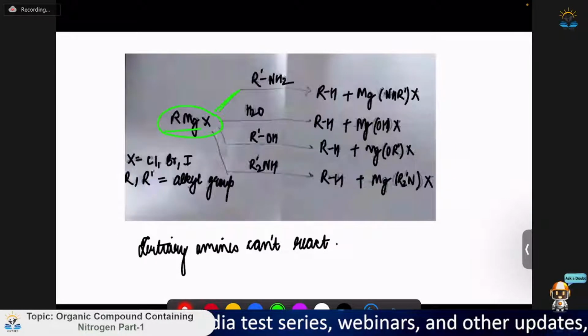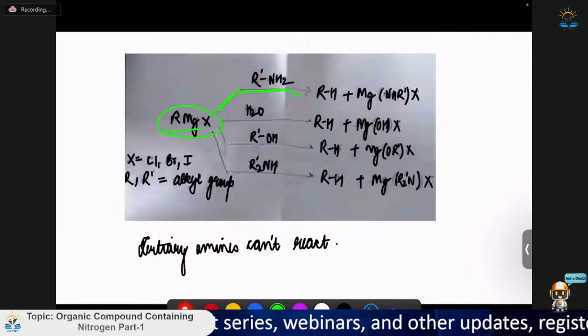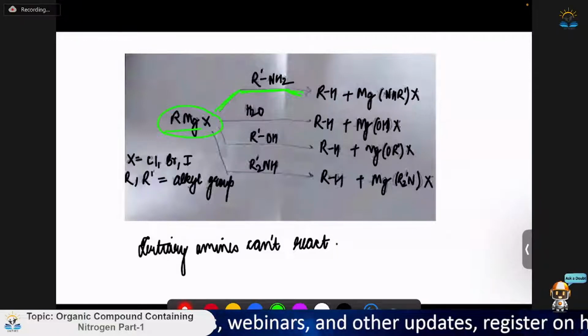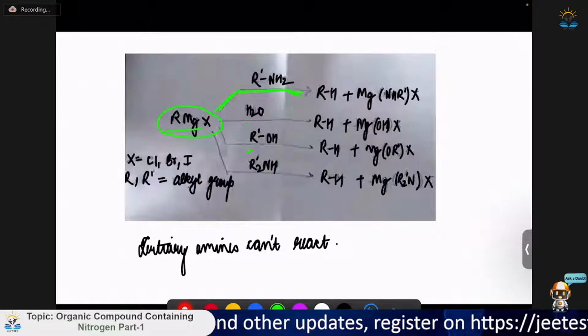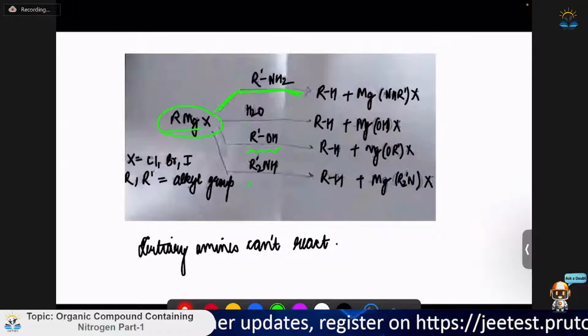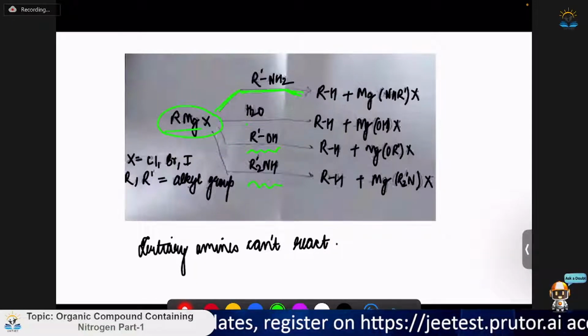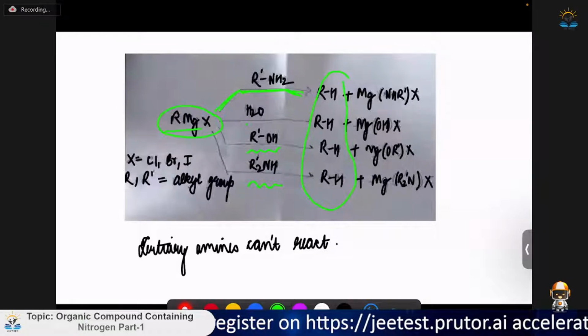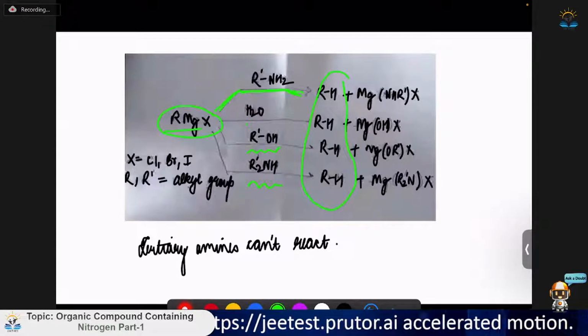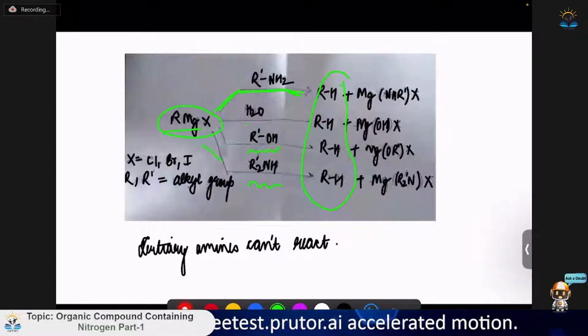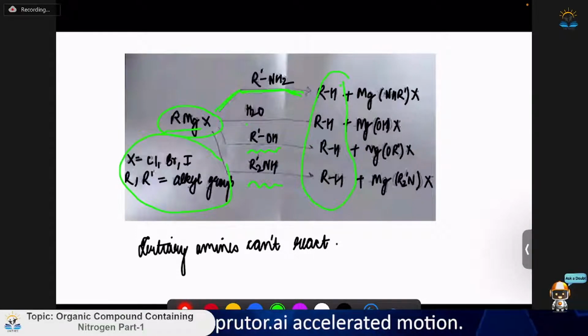So when Grignard's reagent is treated with an amine, primary amine, H2O, or alcohol or secondary amine, then in all cases alkanes are formed. So this we have to remember. This might be useful in solving questions. So this thing we have to remember.